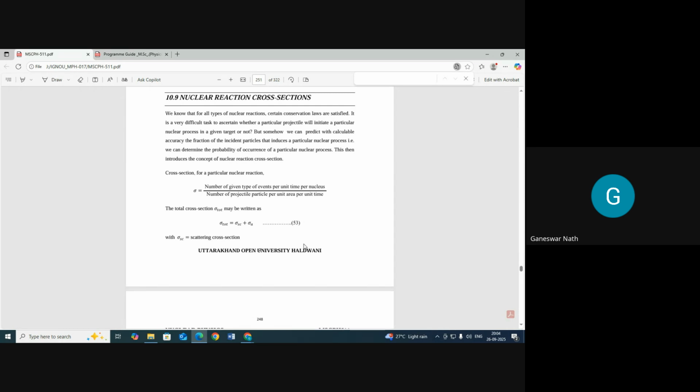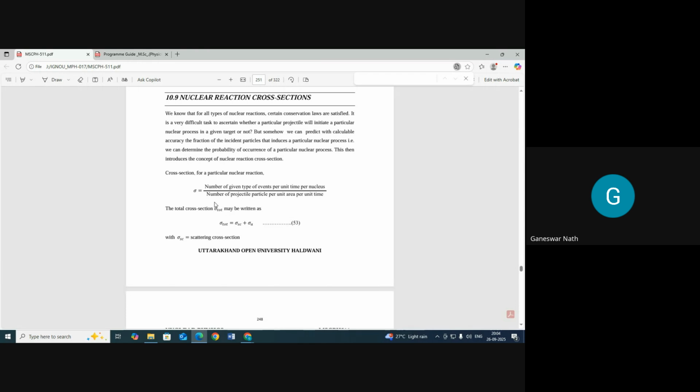the law of conservation of energy and also of nucleons, are satisfied. It is very difficult to ascertain whether a particular projectile will initiate a particular nuclear process or not, but somehow we are able to calculate the nuclear scattering cross section. So how can you calculate the nuclear scattering cross section?